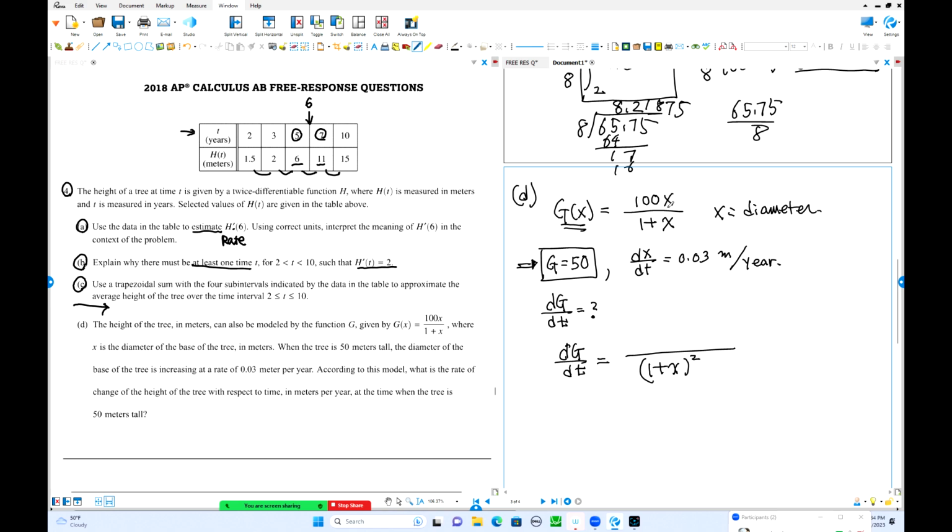So the first one, 100x. The derivative of 100x is 100 dx/dt. First one, derivative times denominator, 1 plus x, then the minus. First one, don't touch, and take the derivative of the denominator. The denominator is 1 plus x, its derivative is also dx/dt.